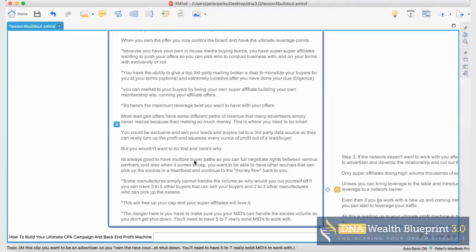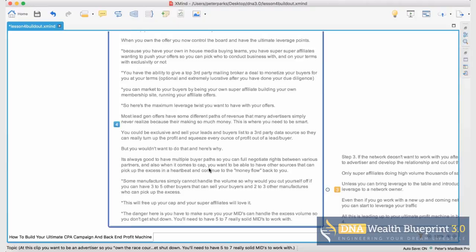Because what's going to happen, especially if there's cap involved, is you need to have other sources that can pick up that excess cap in a heartbeat so that you can continue to move the machine, right? So the money continues to flow to you. A lot of advertisers hit their cap. That's why they stop the offers, right? And some super affiliates don't like that. They get redirected to other offers that may not be conducive to their particular traffic, and that's where they lose a lot of money.